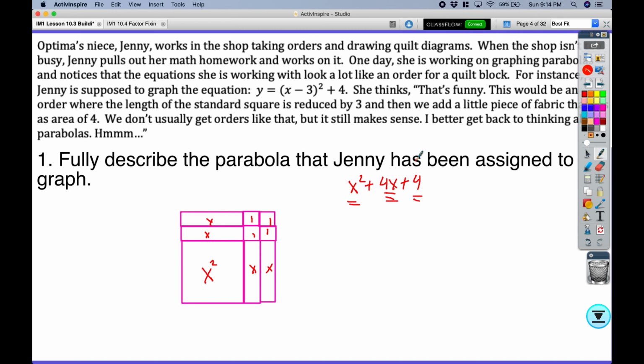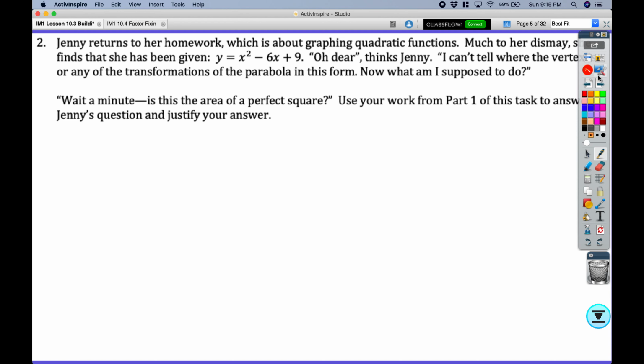So let's go ahead now and jump to number 1 over here. Because we're not going to be doing quilt, any of the quilt stuff I'm going to be just skipping ahead. Jenny returns to her homework, which is about graphing quadratic functions. Much to her dismay, she finds that she's given x squared minus 6x plus 9. Oh dear, thinks Jenny, I can't tell whether the vertex or any of the transformations of the parabola in this form. Now, what am I supposed to do? Wait a minute, is there an area of a perfect square? Use your work from part 1 to answer this in Jenny's question.